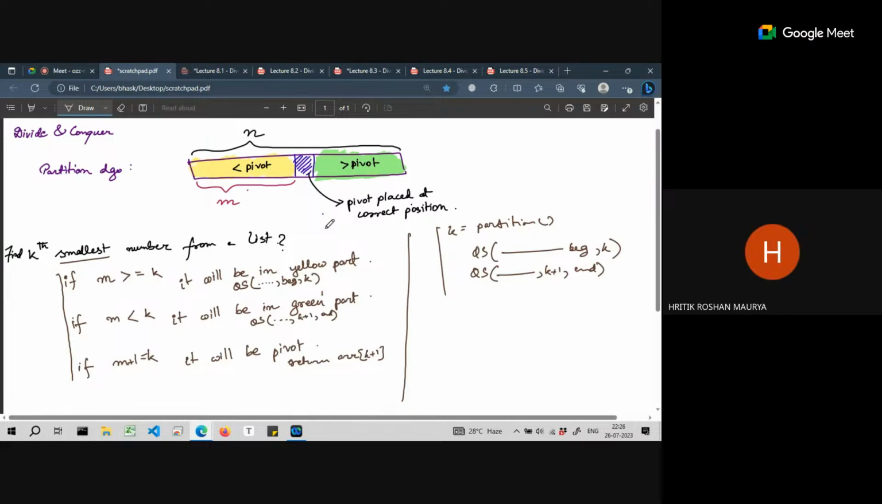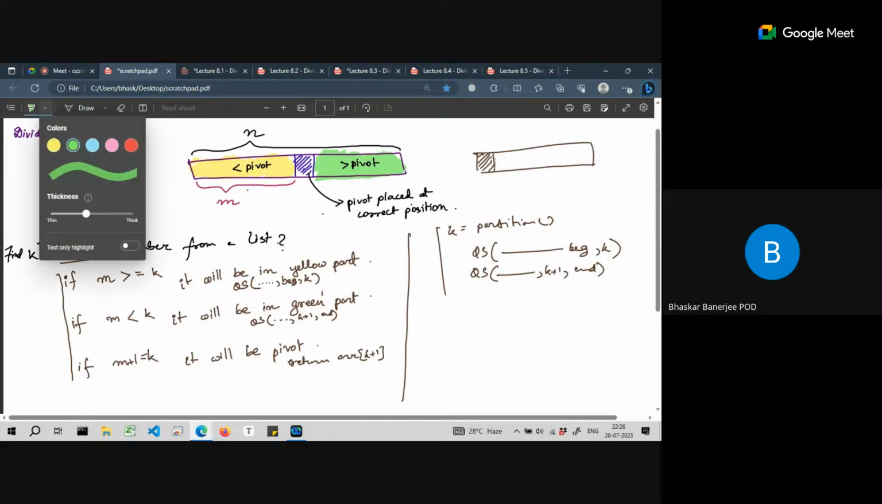What is the time complexity? So time complexity would be order n square, because again, everything depends on the pivot element. If my pivot is chosen in such a manner that I always end up with the last one, then there would be no yellow list. Everything would be green list.